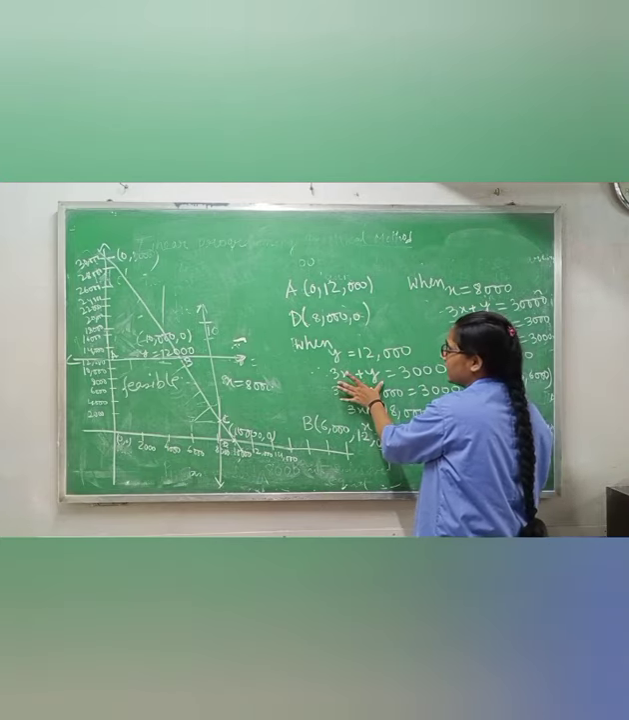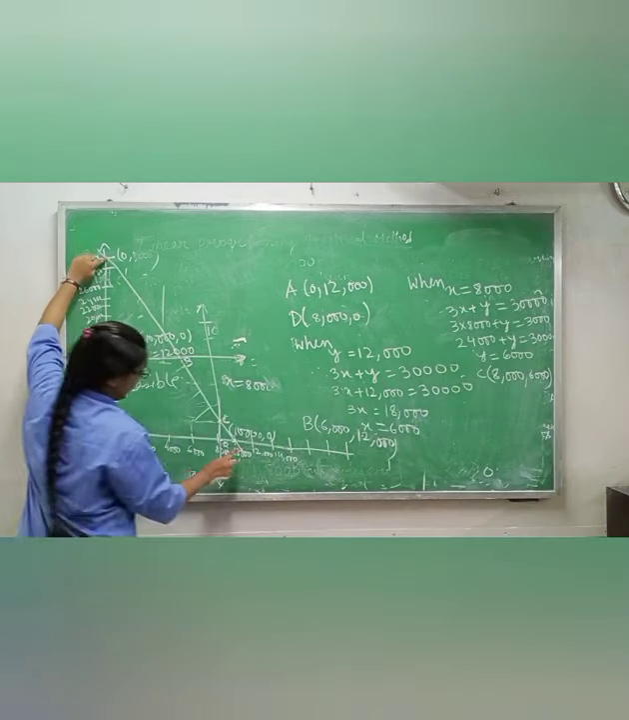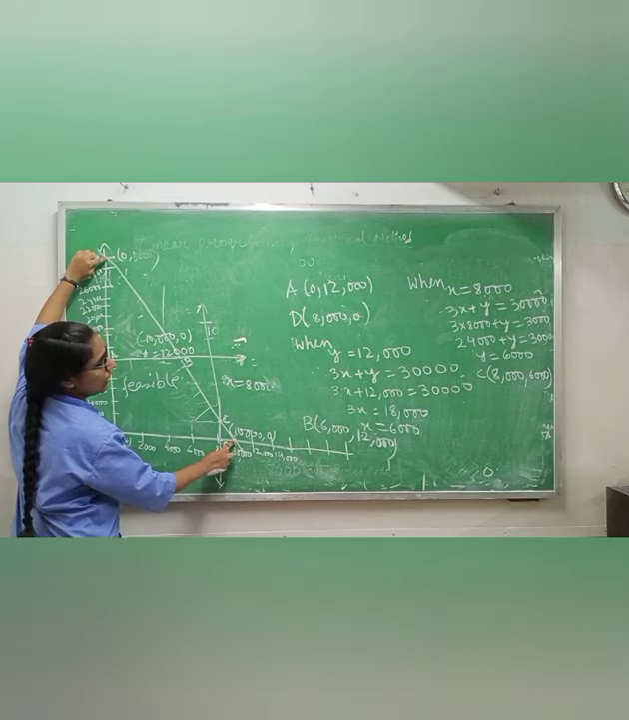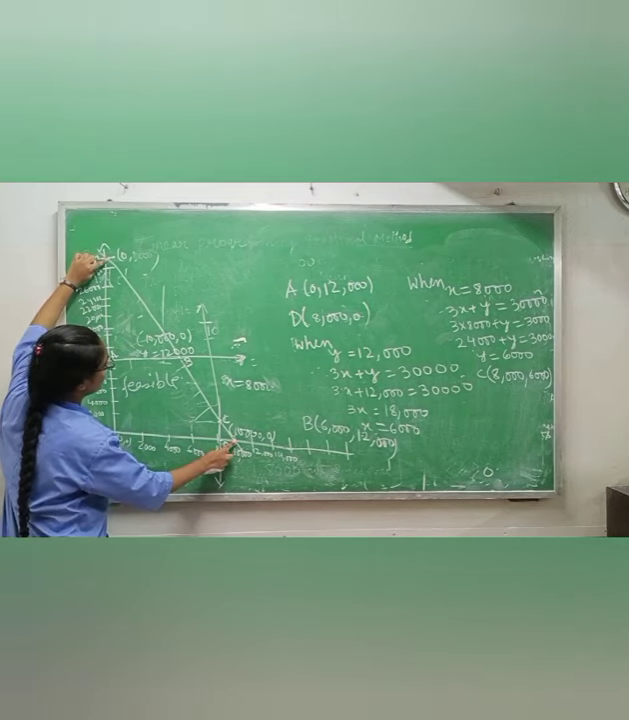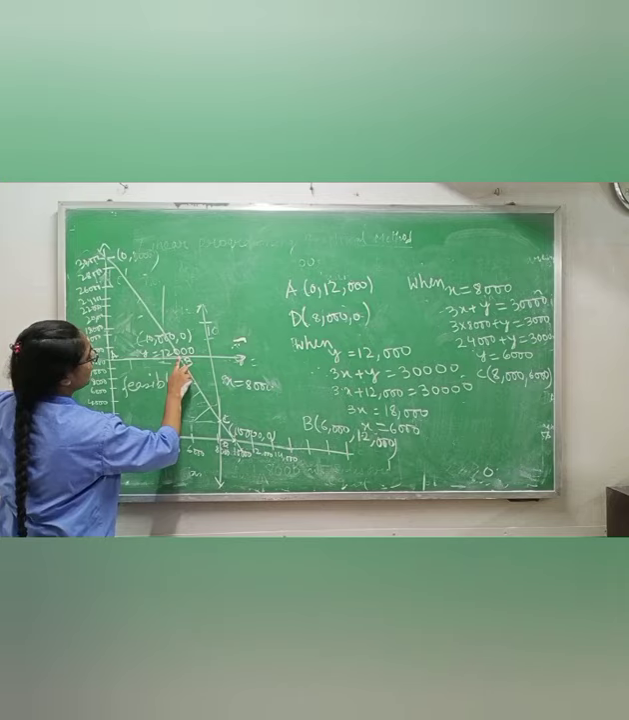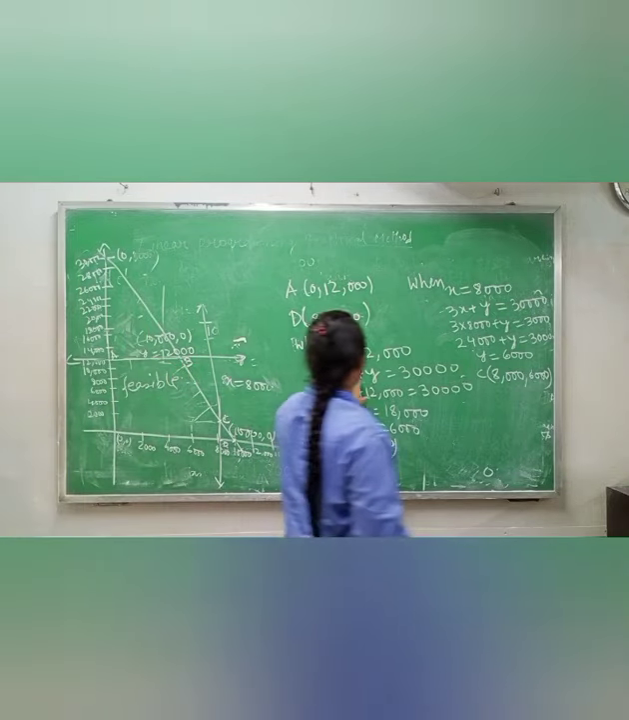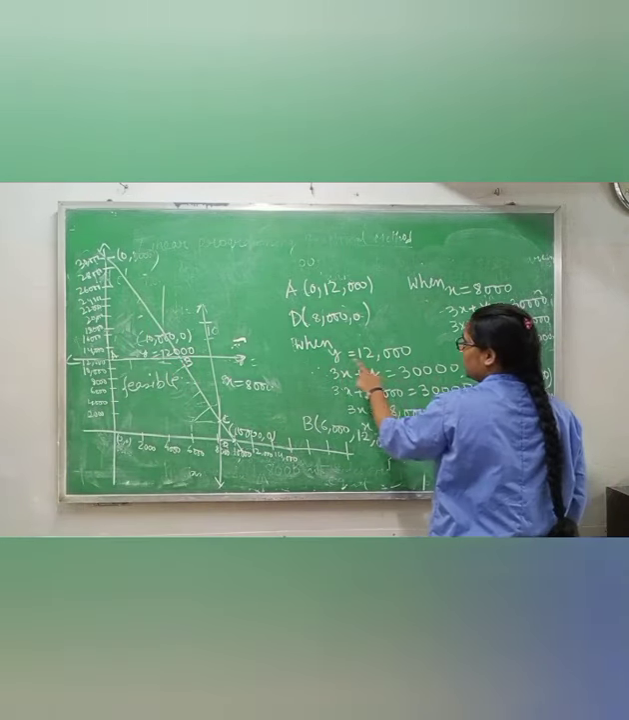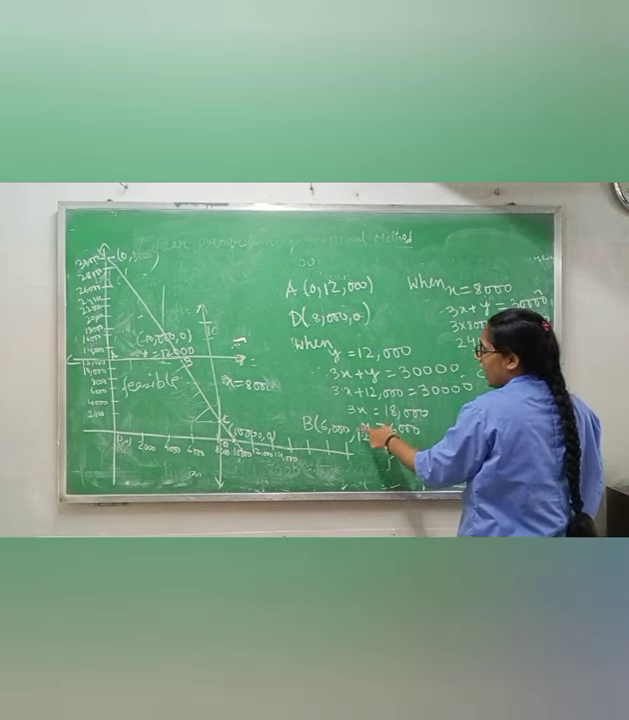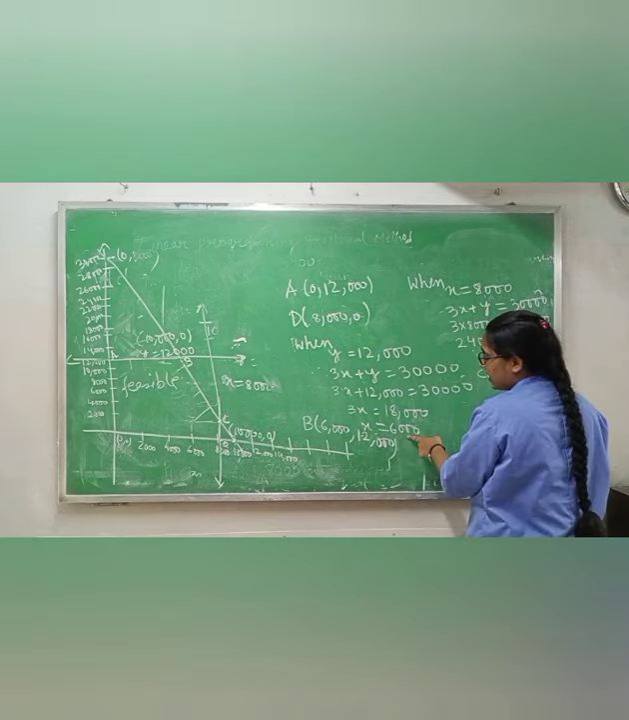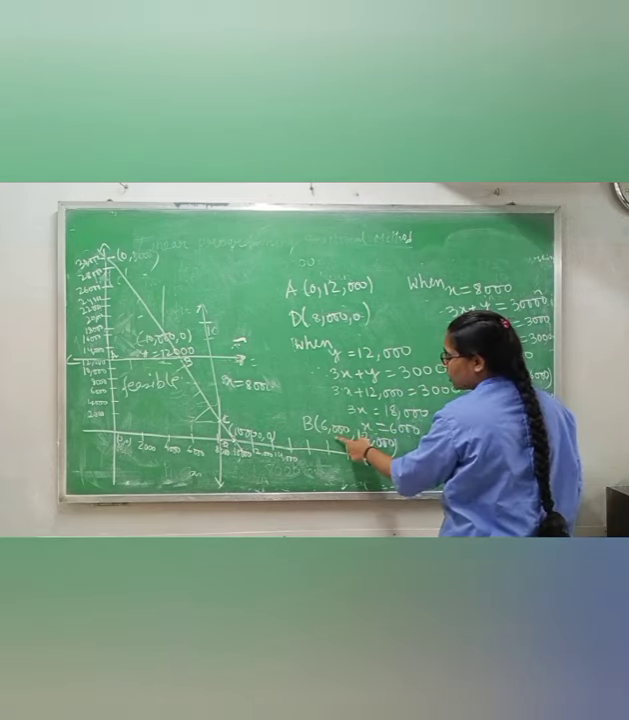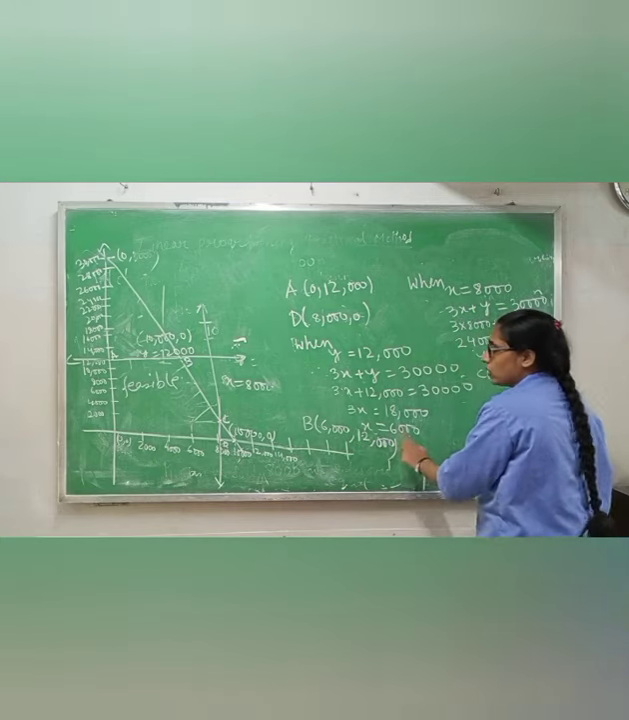Now you will ask why I am writing this. Because this line equation is 3x plus y equals 30,000, and this line and this line intersect and make this B point. That is why 3x plus y equals 30,000. In place of y I am writing 12,000 and I am getting x as 6,000. Means B point is 6,000 comma 12,000.